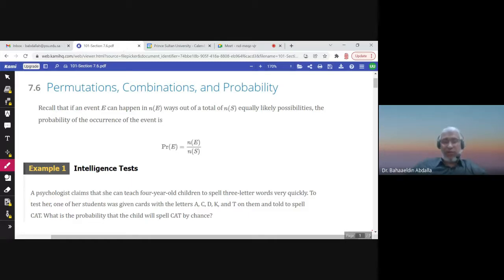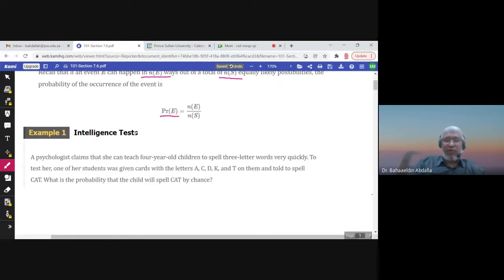This is section 7.6, and it's about permutations, combinations, and probability. We mentioned before that to find the probability of an event E, we divide the number of ways in which E can occur by the number of elements in the sample space, all possible outcomes of the experiment. So, number of elements in the event over the number of elements in the sample space.